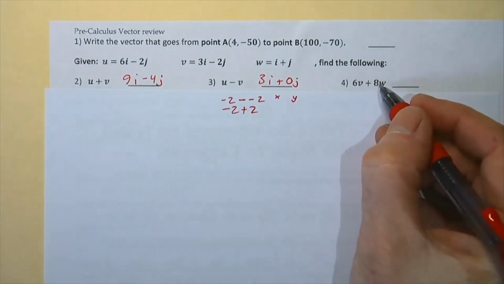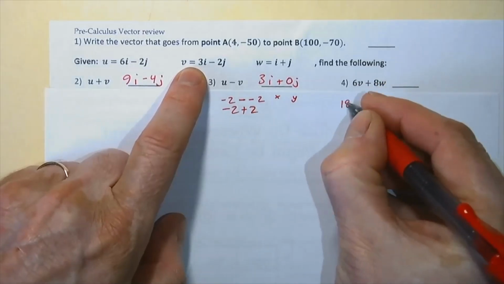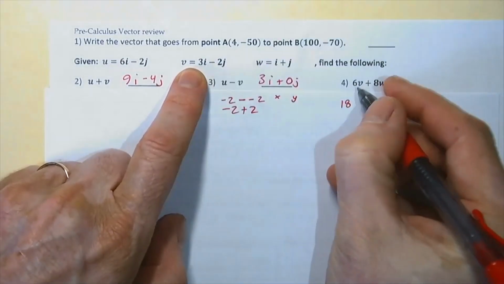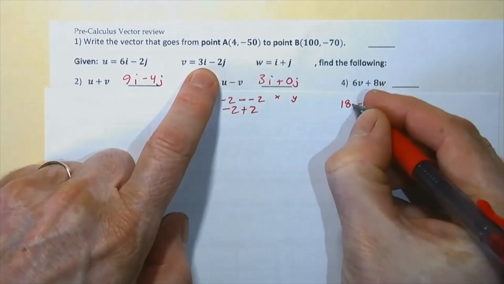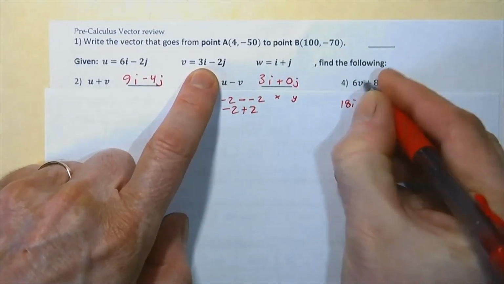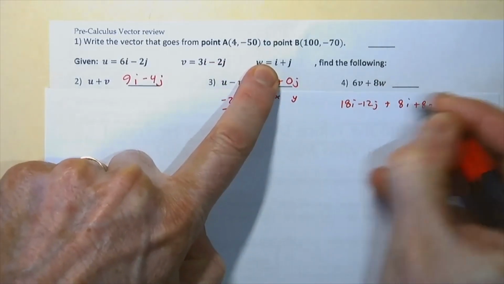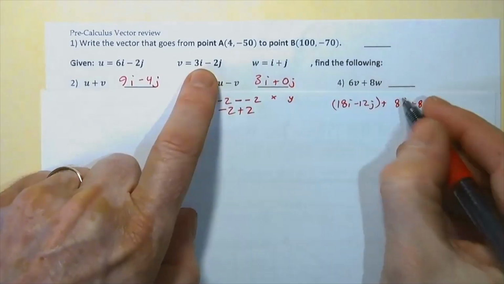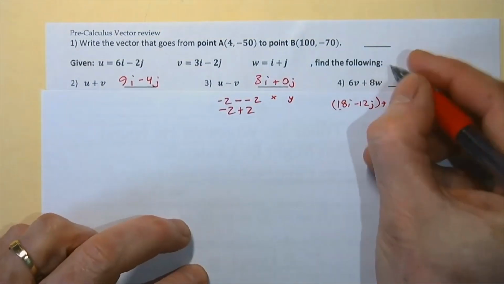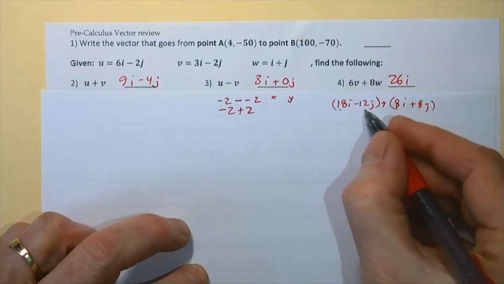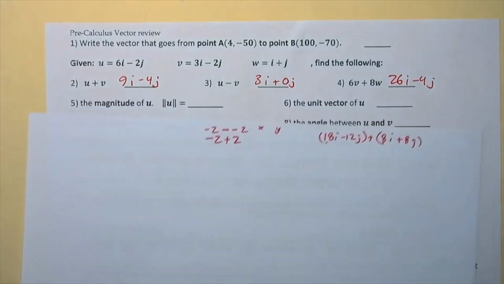Okay, 6V and 8W. Careful, I changed the letters on you. 6 of these, that's 18. And 6 of these, minus 12. Plus 8 of these, that'd be 8I and 8J. So here's the first one, 6 times those, 8 times those. Now we can add them up. 18 plus 8, 26I, and -12 plus 8 is -4J. All right, next one.